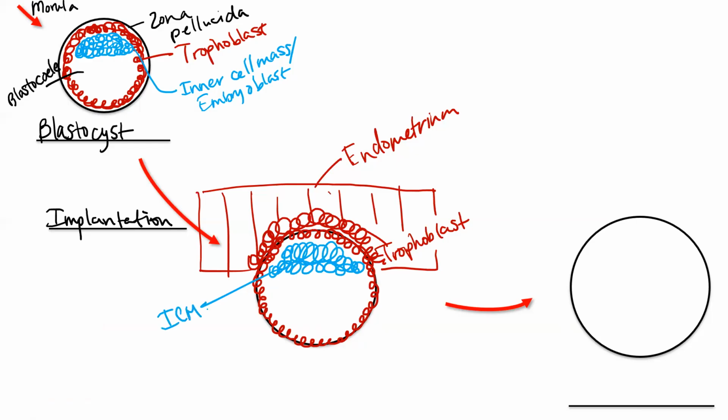And I'm just going to abbreviate. Don't ever abbreviate on a test, okay? I'm just going to do it to make sure that I am within my 10-minute time frame. We still have our blastocyst. So remember, this area is the blastocyst.